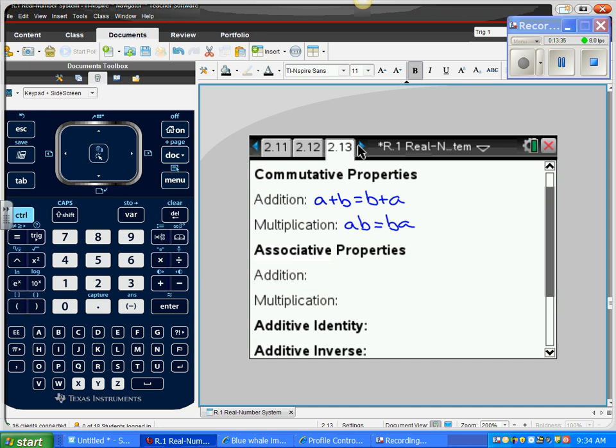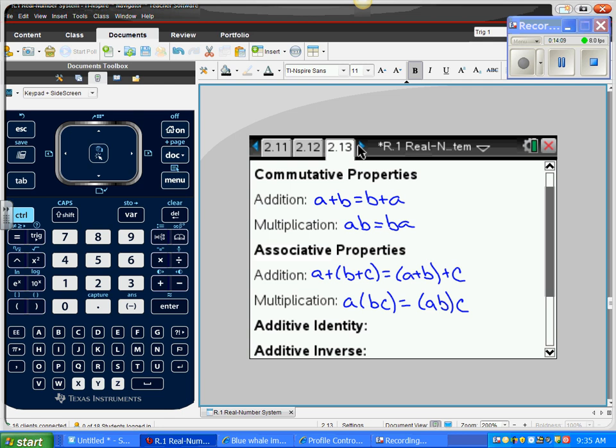Associative properties, addition. Associative meaning who you associate with, meaning how your parentheses are going to sit. So (a plus b) plus c is going to be the same thing as a plus (b plus c). So again, if I had values in for a, b, and c, they would be the same on the left-hand and the right-hand side of the equal sign. Multiplication is going to be the same thing here. (ab)c equals a(bc). And it's all going to work the same.